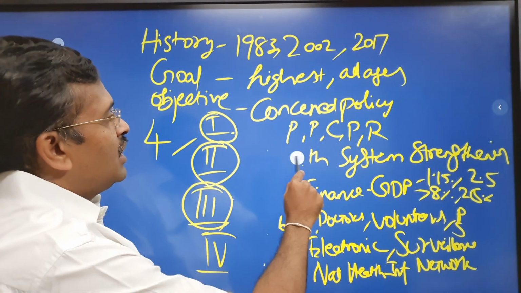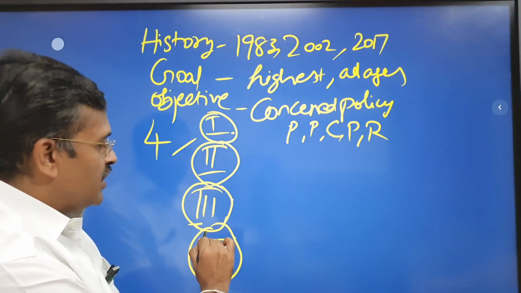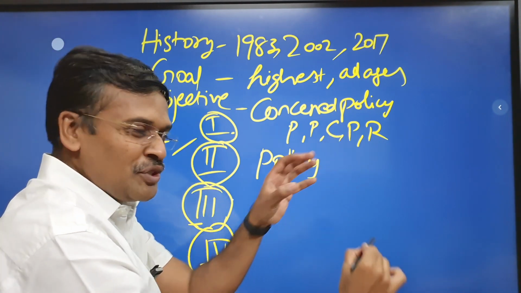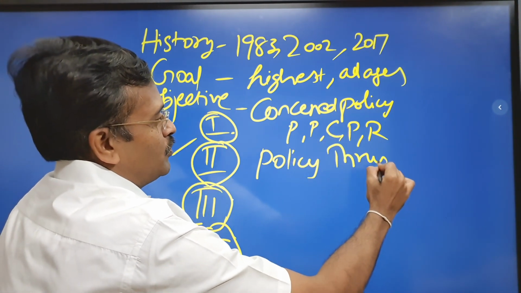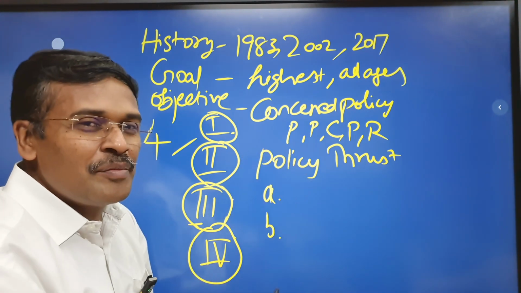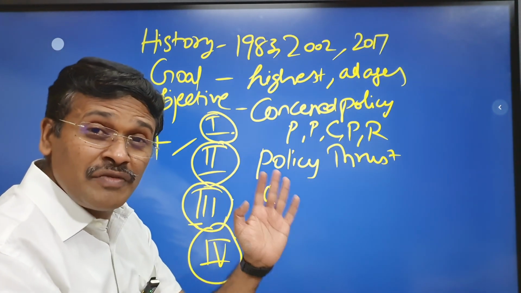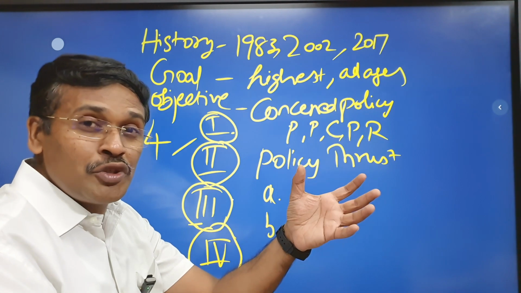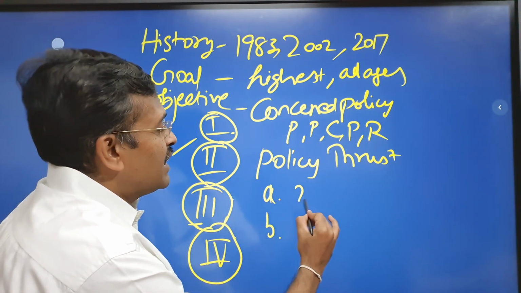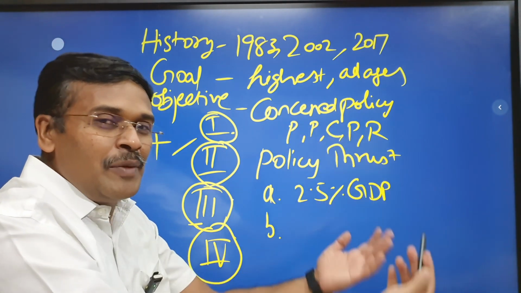So like before, I will just rub off the things. So the fourth one is policy thrust. Policy thrust. Only if you push something, things will happen. So the policy thrust. In the policy thrust, there are two components, A and B, very simple. The first one is ensuring adequate investment. Even in the third component also, we saw in health system strengthening, the GDP share should be increased from 1.15% to 2.5%. Same thing is here, but here the 2.5% GDP is made as a government policy itself.